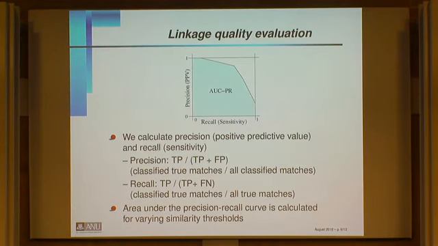Okay, so how do we evaluate linkage quality? This is what we do in computer science. We calculate precision, which some of you might know as the positive predictive value, and recall, which is sensitivity. Precision measures how many of the classified true matches are correct, divided by all classified matches. So high precision means that of the linked records, many are correct. High recall means that of all the true links or true matches we have, many are included in the class of the true matches. And in order to combine them into a single measure, many of you might be familiar with the ROC curve. We calculate the area under the precision recall curve, which is illustrated up here.